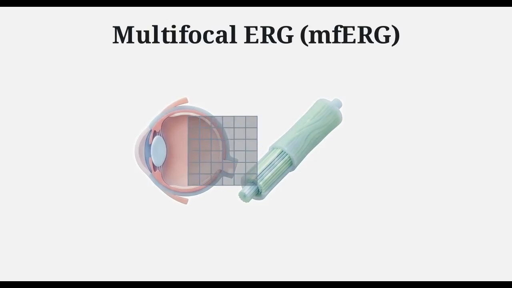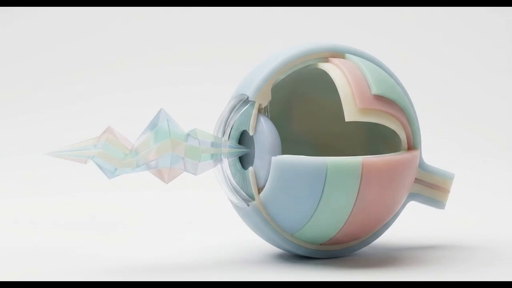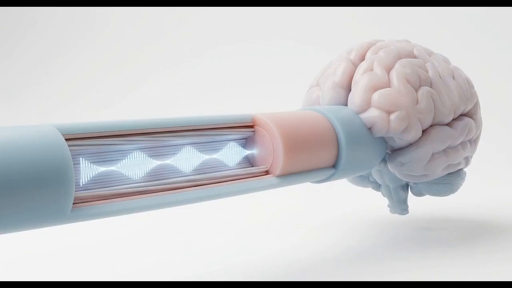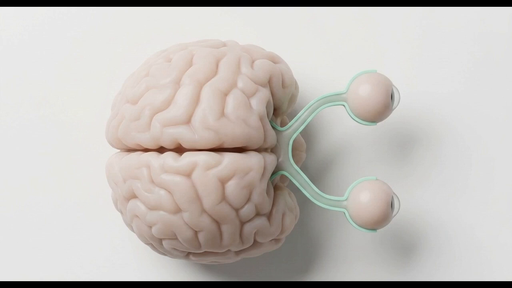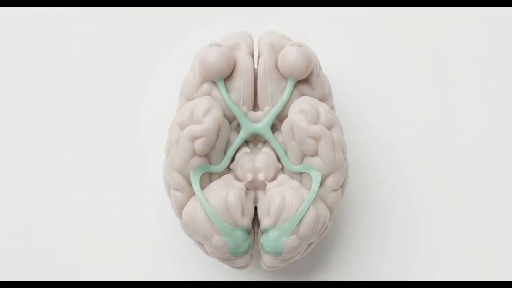We can also use a multifocal ERG. Over 15 minutes, this maps the electrical function of localized regions across the retina. While these tests show us where an electrical signal is being generated, they cannot tell us if that signal is actually surviving the journey from the eye to the visual cortex. To track the signal beyond the retina, we use visual evoked potential, or VEP. This monitors the pathway from the optic nerve through to the occipital lobe.